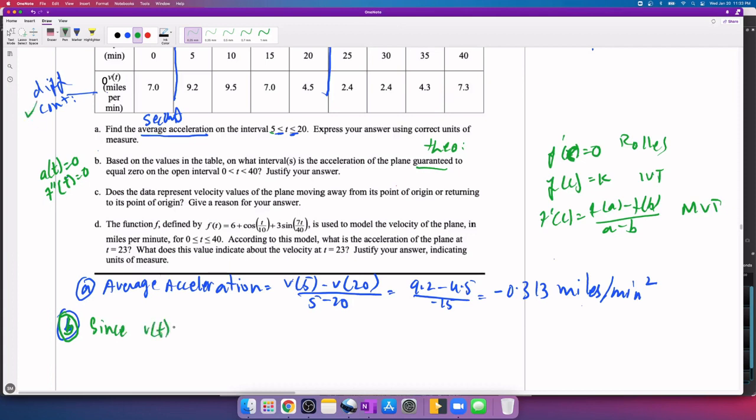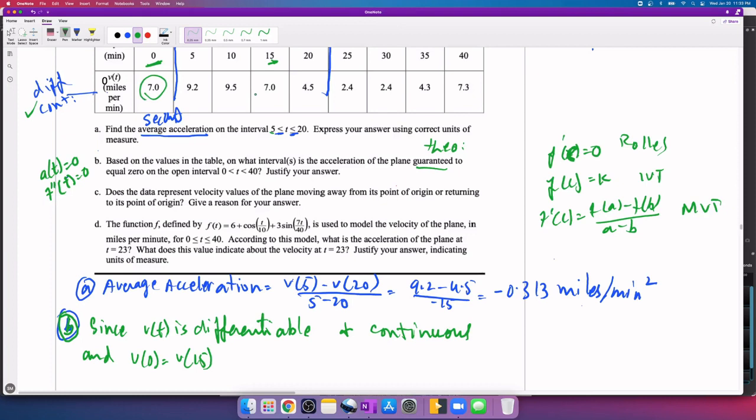Since v of t is differentiable and continuous, and f of a is supposed to be f of b. I mean, v of 0 is equal to v of 15. Why would I say that? Because 0 and 15 are the only ones that have the same y value, and that's the third condition for Rolle's theorem, where f of a is supposed to be equal to f of b.